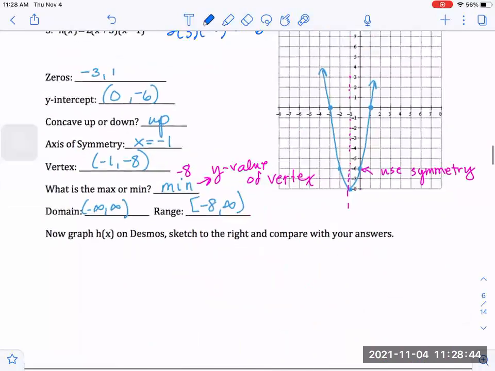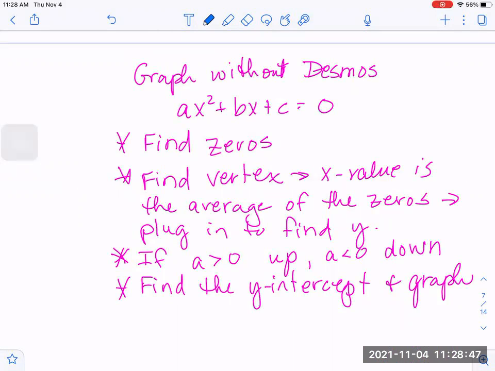All right, so some things that you need to know if you're graphing this without Desmos. What do you do? Well, you find the zeros. You can do that by factoring or quadratic formula if you have to. The next thing you do is find your vertex. The x value of your vertex is the average of the zeros, and then you plug that value into your function to solve for y. That's your vertex. If your a value is positive, it's going to open up, and if it's negative, it's going to open down. And you find the y-intercept and you graph.